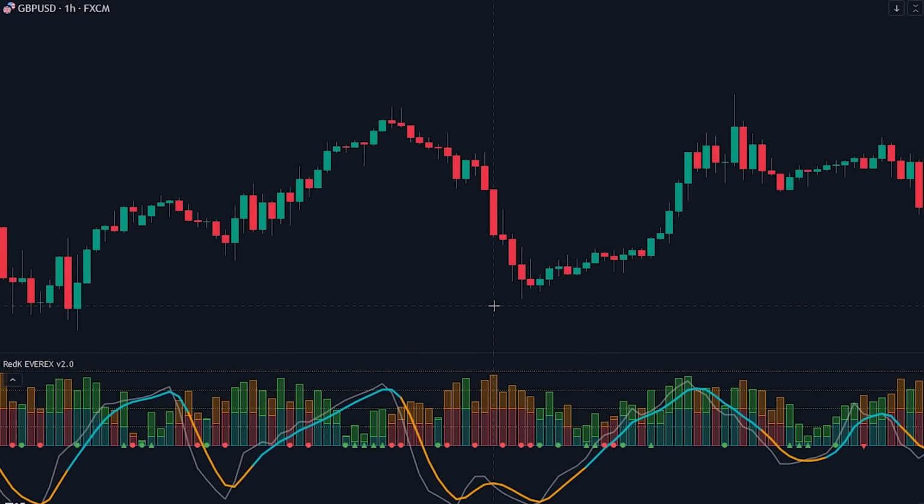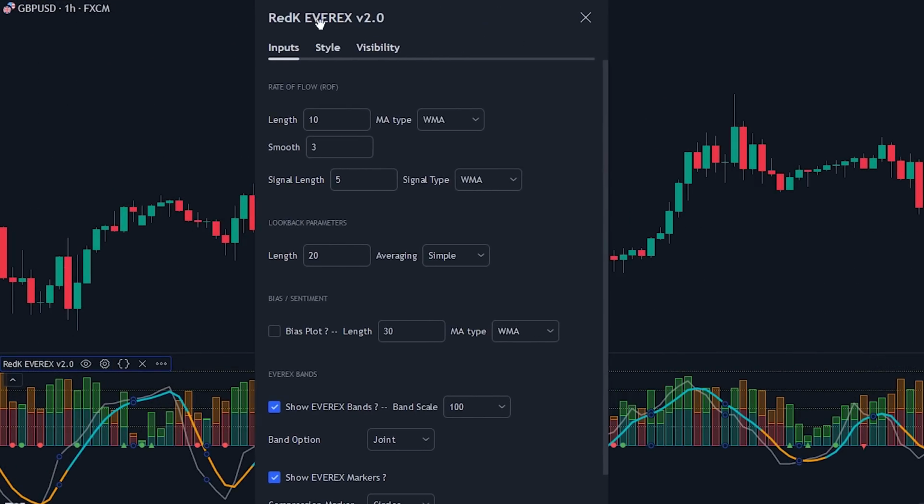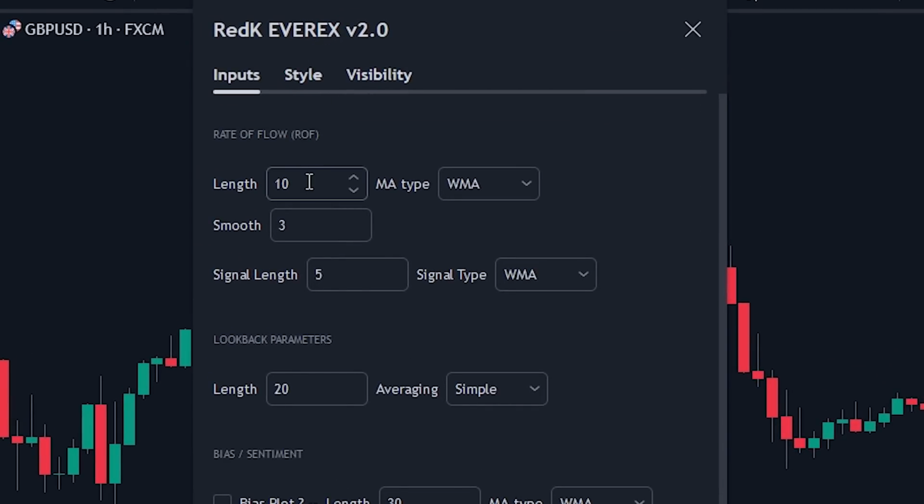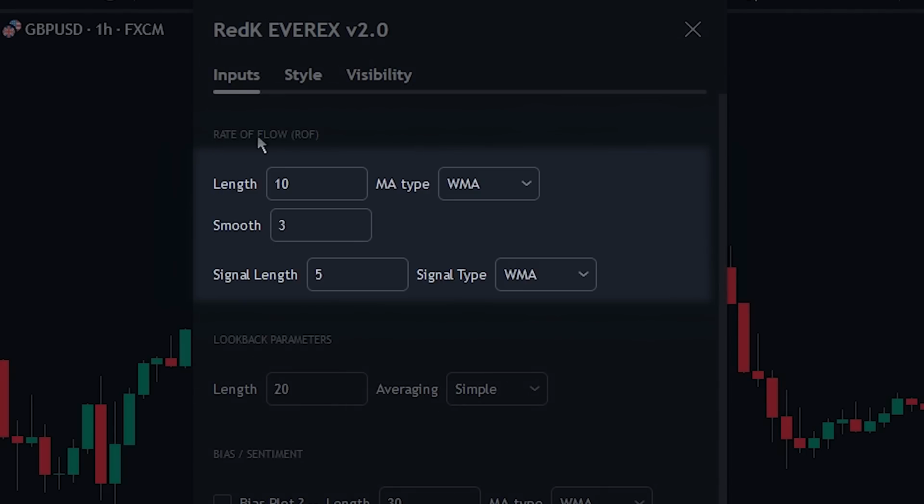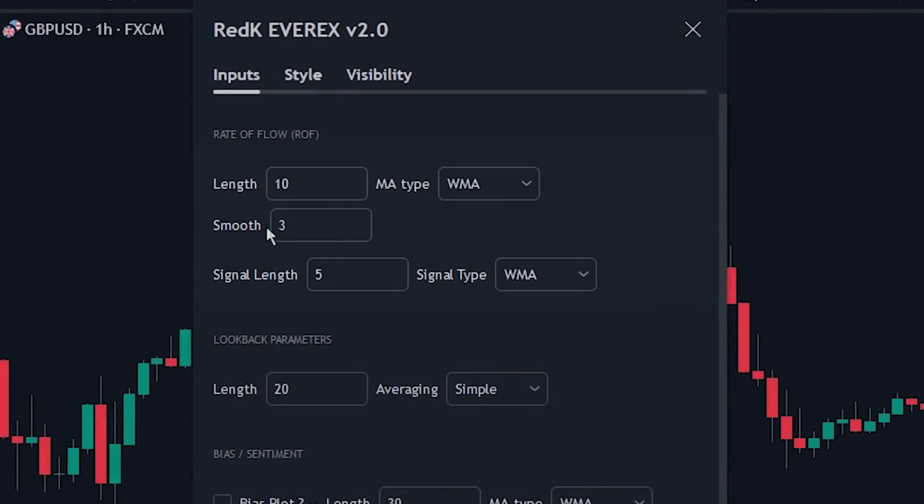In order to do so, head over to the Indicator Settings tab and click on the Inputs tab. The first setting we see that can be changed is for the rate of flow. As you can see, it is possible to change the length, moving average type and smoothing. However, we will be keeping these settings at default.